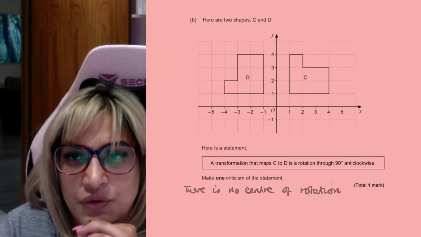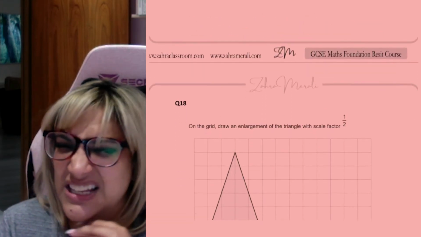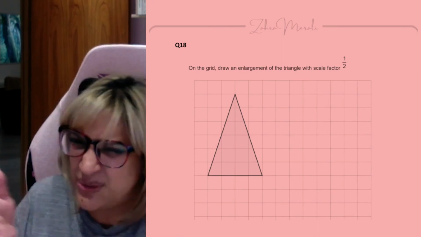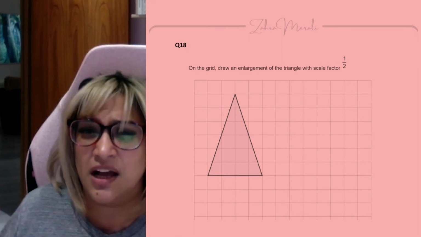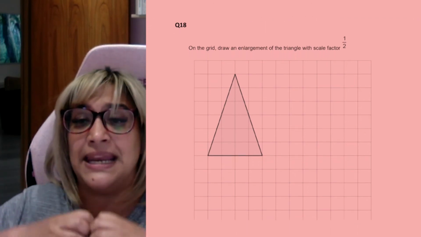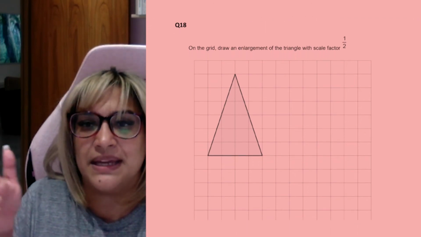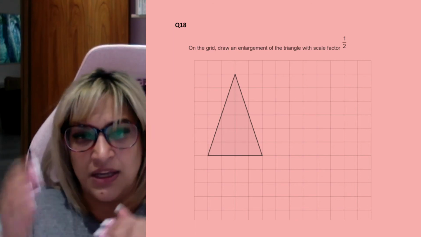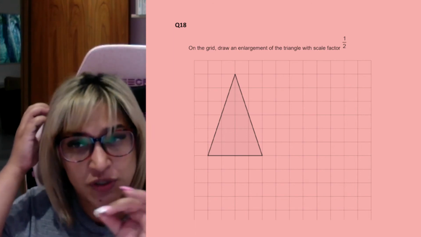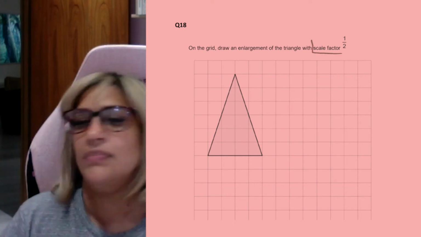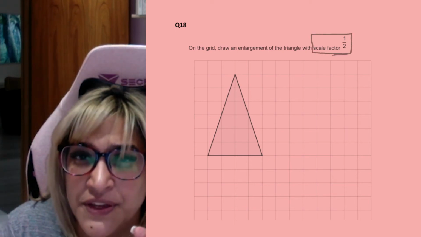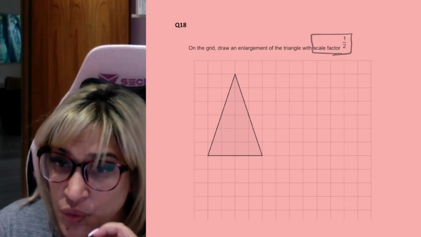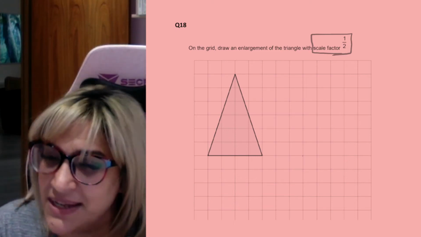Okay, so the next one, it's an enlargement. So in your head you think enlarge, get bigger. But actually we've got a scale factor of 1/2. So an enlargement can represent something getting bigger or something getting smaller. In this case, it's something getting smaller. So along the bottom, we've got 4 squares. We want to half the number of squares. So half of 4 is 2. So along my base is going to be 2.